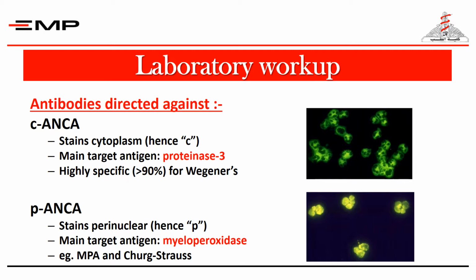Also, we have to order antibodies directed against ANCA, anti-neutrophil cytoplasmic antibodies. They are of two types, C or P. The C-ANCA stains the cytoplasm, so it is called C. The main target of this antibody is proteinase 3. It is highly specific, more than 90%, for Wegener's granulomatosis or granulomatosis with polyangiitis. Also, the P-ANCA stains perinuclear, so it is called P. The main target antigen here is myeloperoxidase. It may be present in Churg-Strauss syndrome and MPA.